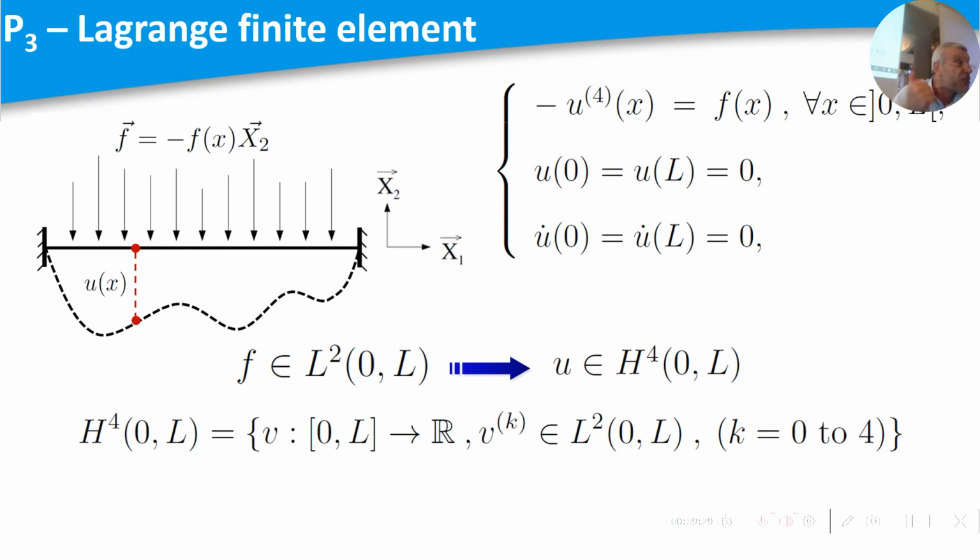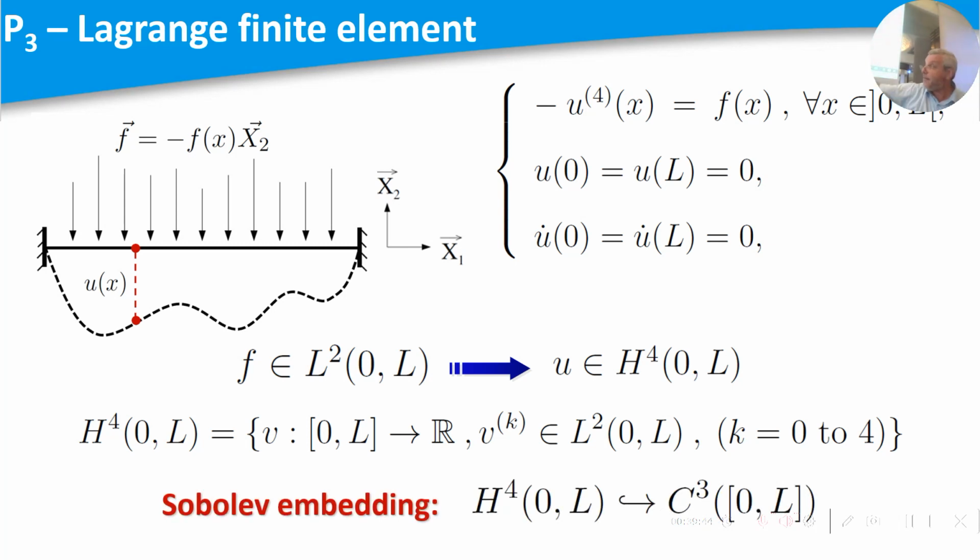So the question is, if any function in this functional space can be sufficiently smooth to apply the classical result, I mean C4, but it is not. It is the work of Sobolev. Sobolev embedding claims that any function of H4 only belongs to C3. So you cannot apply all the results you are used to applying. And this is very dangerous.